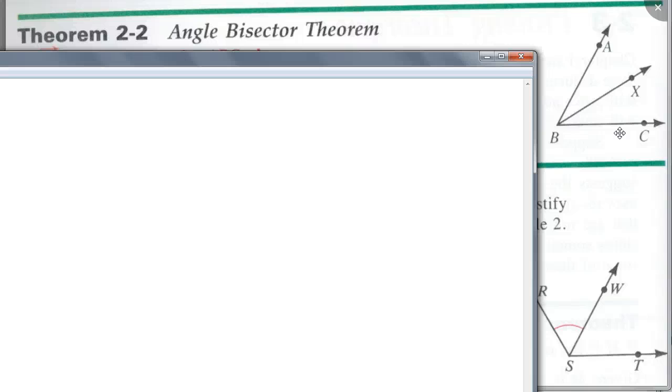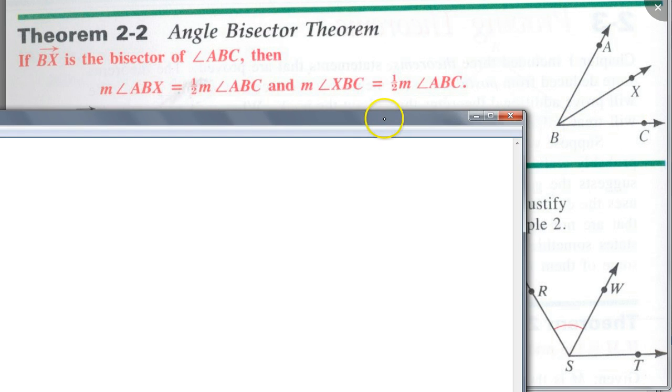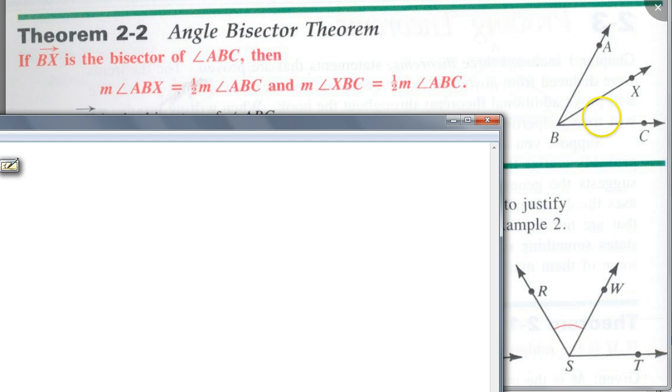Exactly. Samantha is correct. If BX is the angle bisector, this angle right here is half of the whole thing, and this angle right here is half of the whole thing, just like before. We don't need to say they're congruent, because that's by the definition of angle bisector. We could say these two angles are congruent, that's not a problem, but this is saying something a little different than the definition. It's saying this angle is half of the whole thing, just like the midpoint theorem. And of course, angle XBC is half of ABC.